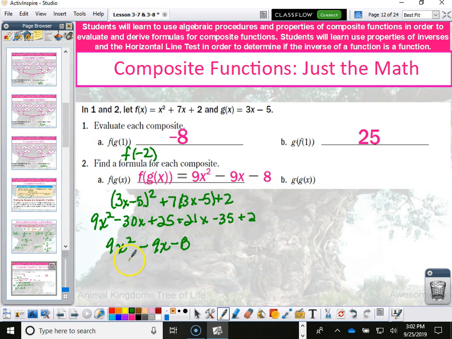Now the second question says to find g of g of x, which means we're going to do exactly the same thing, but we're going to take the g function, which is 3x minus 5, and put it into the g function. So we're going to have 3 times 3x minus 5, minus 5. So we've got 9x minus 15 minus 5, which gives us 9x minus 20.